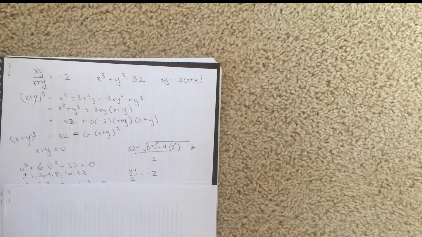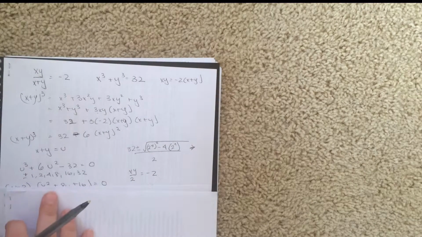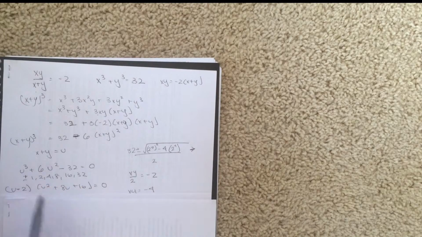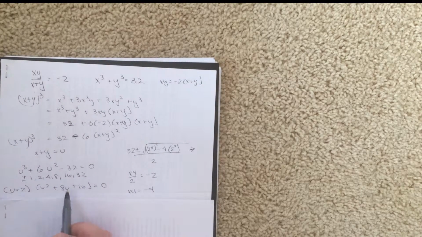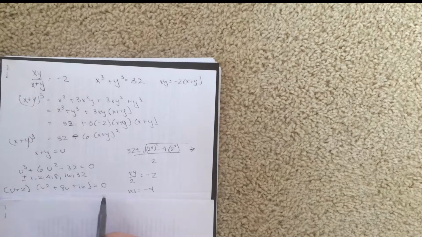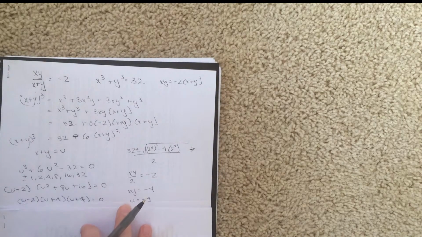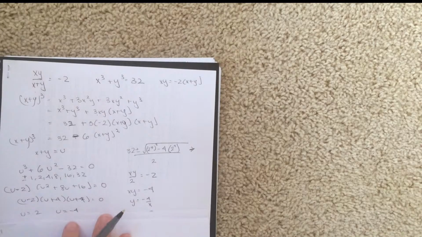I'm not going to show you that. That's for another video or another time. But one of them that works is u minus 2. So then when you factor it out, you get u squared plus 8u plus 16 equals 0. So that can actually be factored again, so that you get u equals 2 and u equals negative 4.